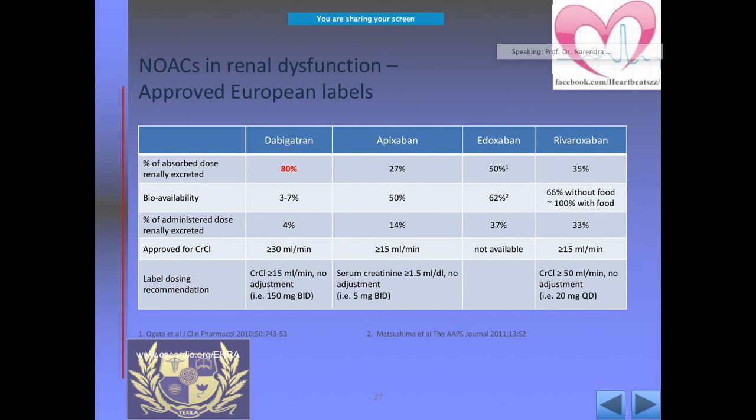So that is the reason why you should decrease the dosage of dabigatran immediately if you come across a patient who is renal compromised. And as we had already said, the bioavailability of dabigatran is one of the lowest.